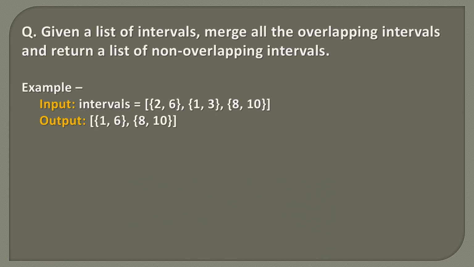Now in this video we will look into the problem of merge intervals. If you look at the problem, you are given a list of intervals. You need to merge all the overlapping intervals and return a list of non-overlapping intervals. Let's see it via an example. Let's say we are given a list of intervals like 2, 6, 1, 3, 8, 10, and these intervals can be in any random order. We need to merge only those intervals which overlap each other, and at the end we have to return a list of all the non-overlapping intervals. So the output would be 1, 6 and 8, 10. Now how this output came, we'll see in a diagram.